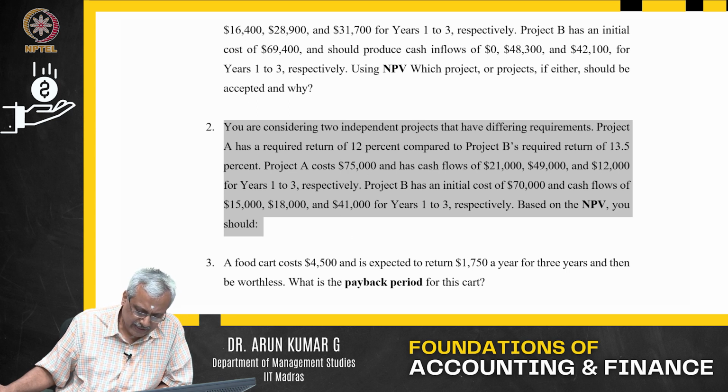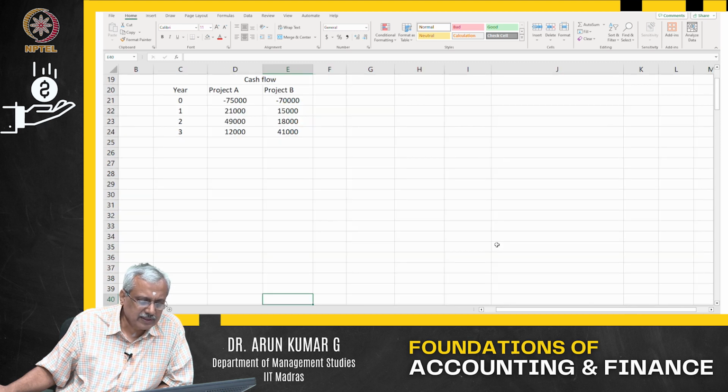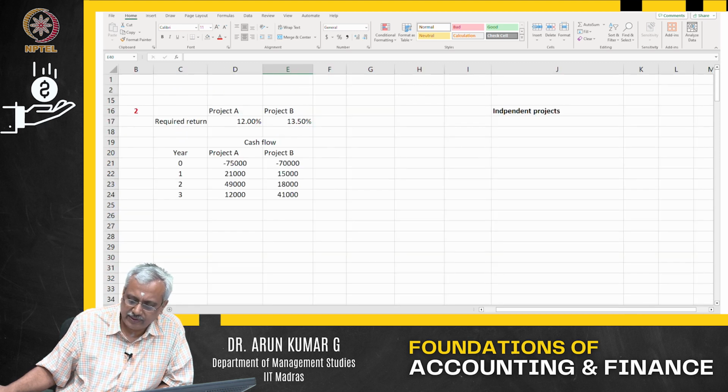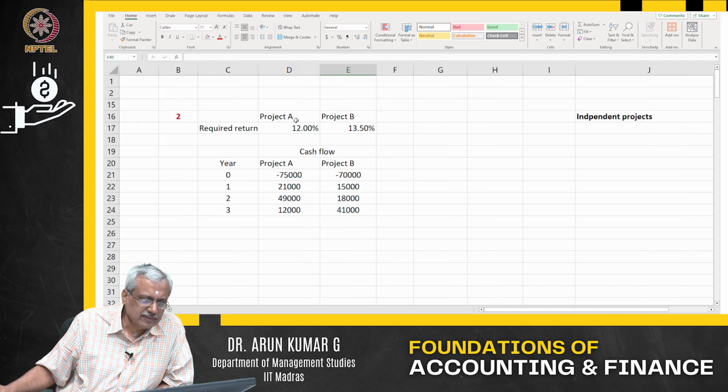Now let's go to the Excel sheet. I basically got these numbers typed in on the Excel sheet, as you can see. That is project A. The required rate of return is 12%. The required rates of return for the two projects are different. Sir, how do we do it?